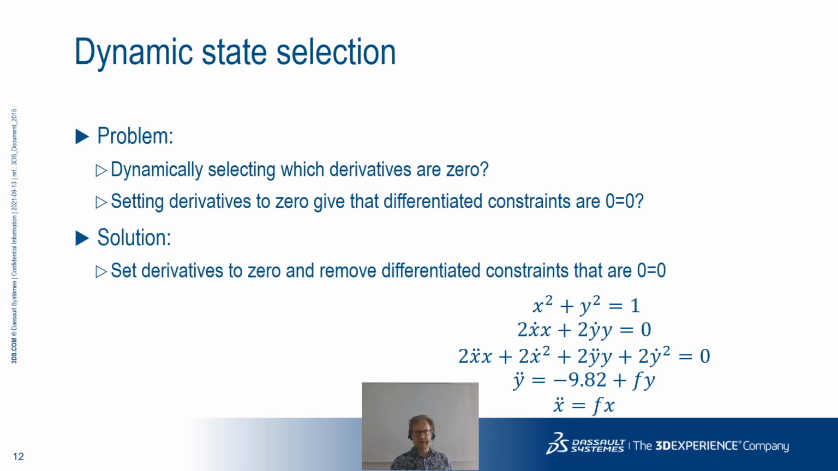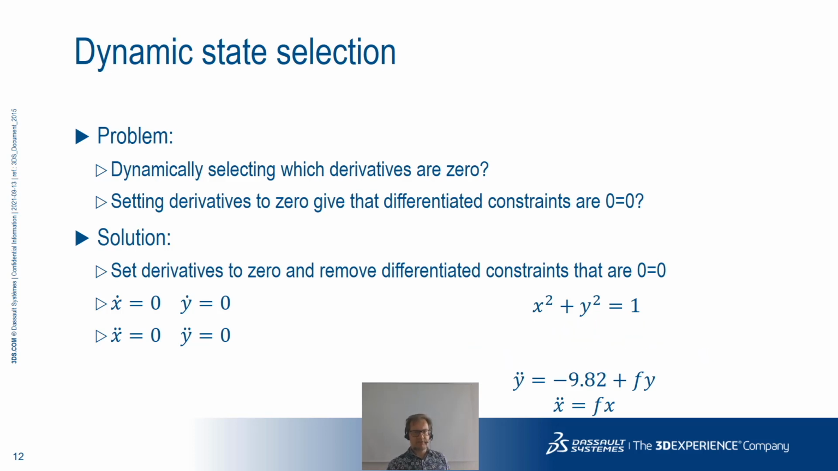So here you can see that if both x dot and y dot are 0, then of course the second equation is 0 equals 0. And if x dot and y dot are 0 and their second derivatives are also 0, then the third equation should also be 0 equals 0. So we add these derivatives, and then we can remove those two equations, and then we have just 3 equations for x, y, and f. And so we can automatically compute that. There's a little caveat that we will return to later.